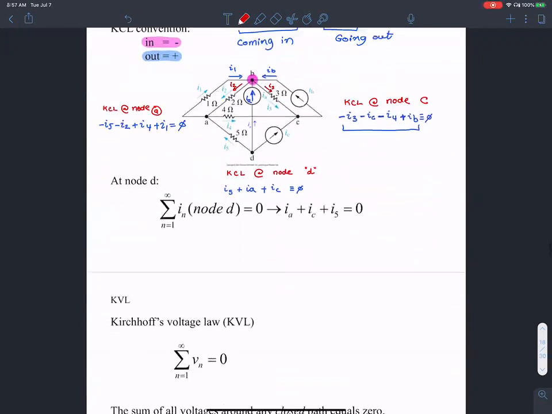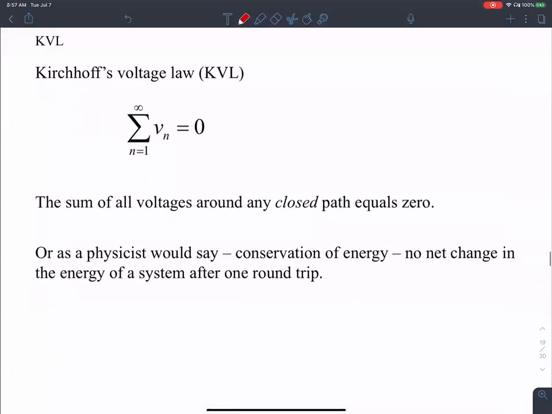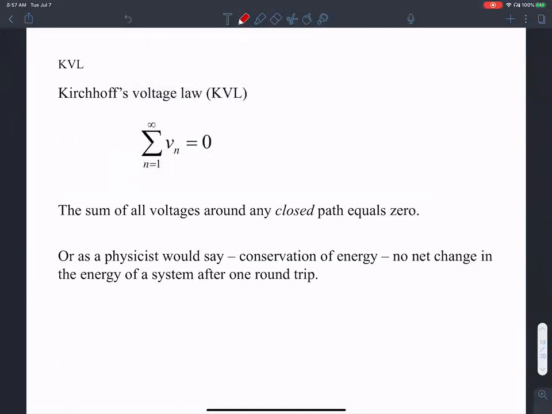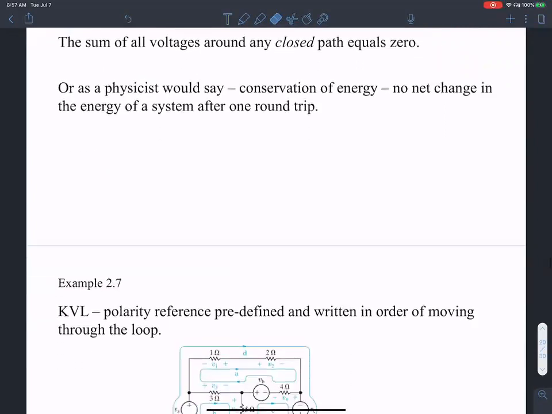Okay, let's look at another idea here, Kirchhoff's voltage law. Okay, so far we looked at currents at a node. Now we are going to look at voltage around a loop. Okay, and this is better. The idea is that the sum of voltages around any closed path equals 0. Okay, and I'm not going to elaborate on that theory there. It is better explained using an example. Okay, this is the idea of conservation of energy.